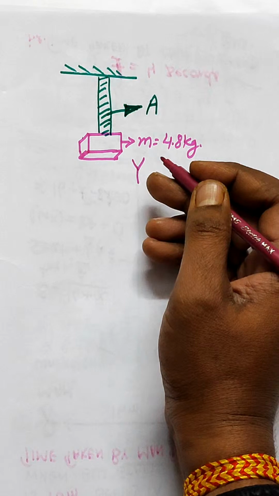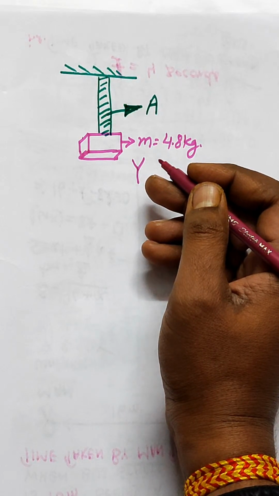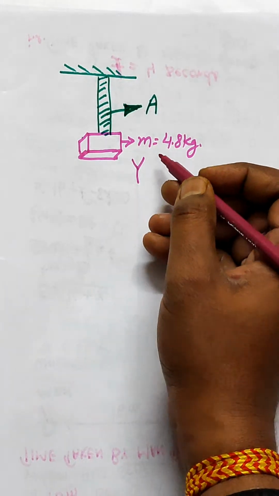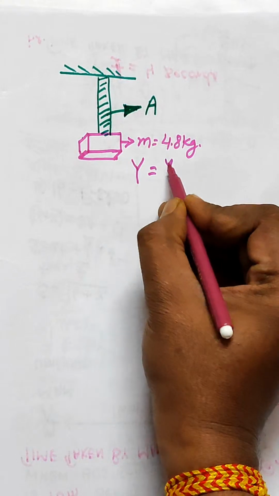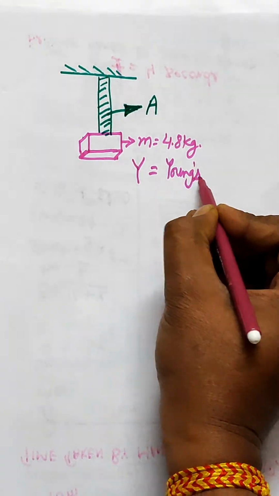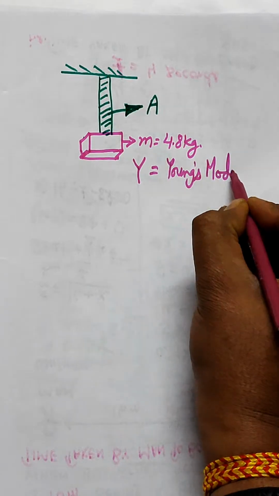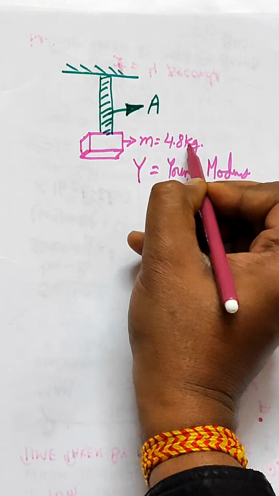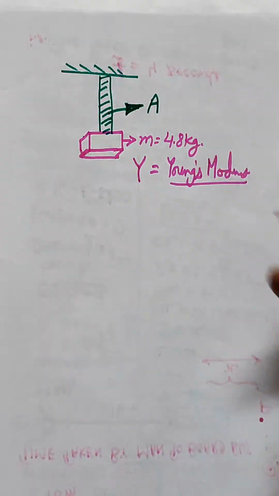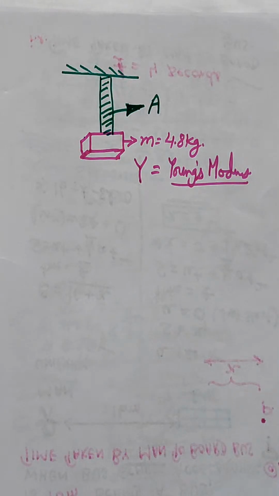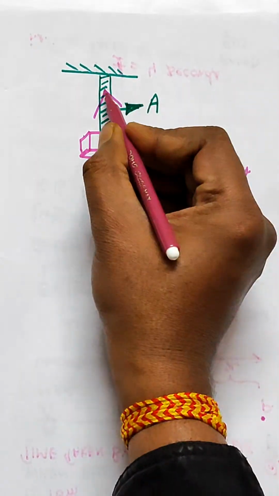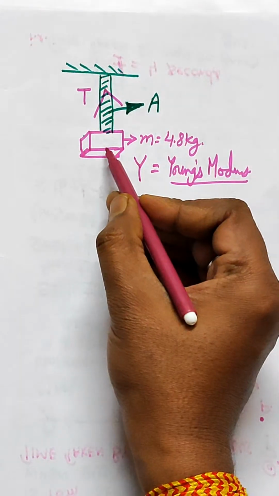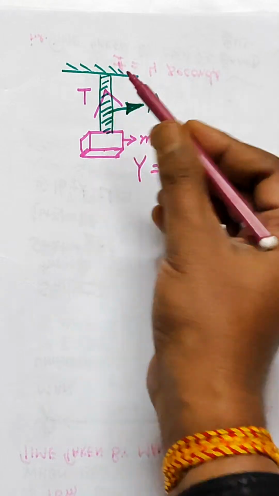So I am just reading the question immediately over here. Let me show you. Here the Young's modulus is given, and this mass is 4.8 kg. So due to this mass, there will be a tension in this wire. Let's say T. Due to this mass, there will be a tension in this string.